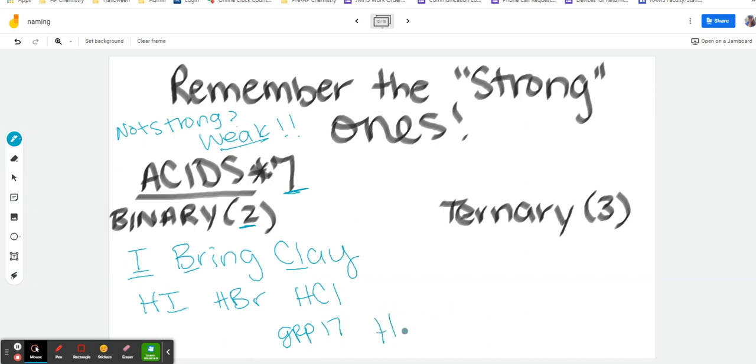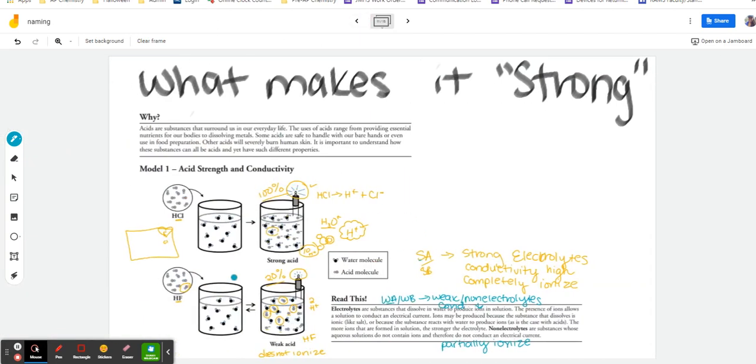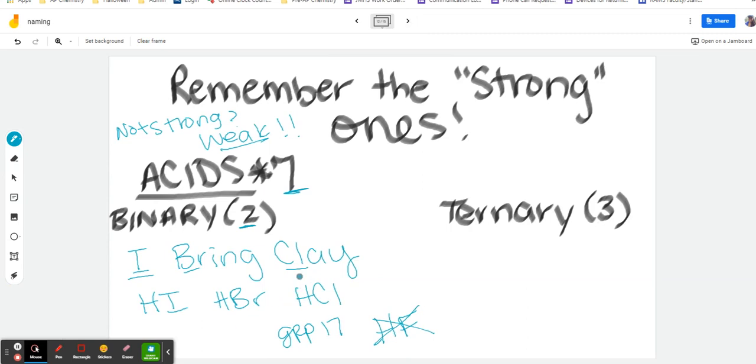If you notice, we did not include hydrofluoric acid. That's because what we just saw in our last slide is that hydrofluoric acid holds on to its hydrogen, so it only partially ionizes. That's why we leave that one off. So these are your 3 binary strong acids that we expect you to know. So again, I bring clay. Sometimes we say not food.